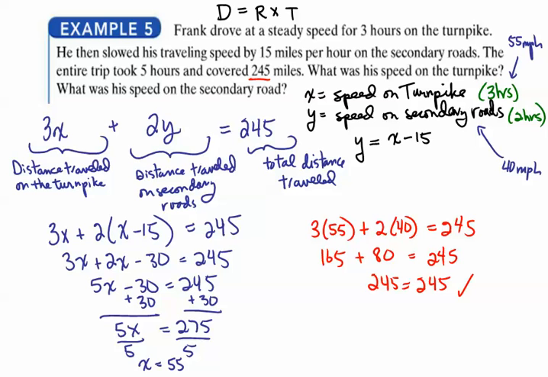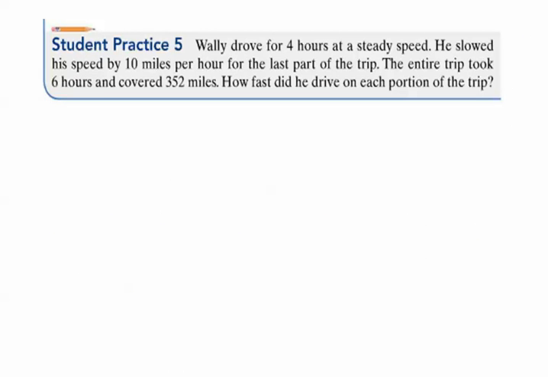All right, we're going to go on to the final example of this type. Student practice 5. Wally drove for 4 hours at a steady speed. He slowed his speed by 10 miles per hour for the last part of the trip. The entire trip took 6 hours and covered 352 miles. How fast did he drive on each portion of the trip?